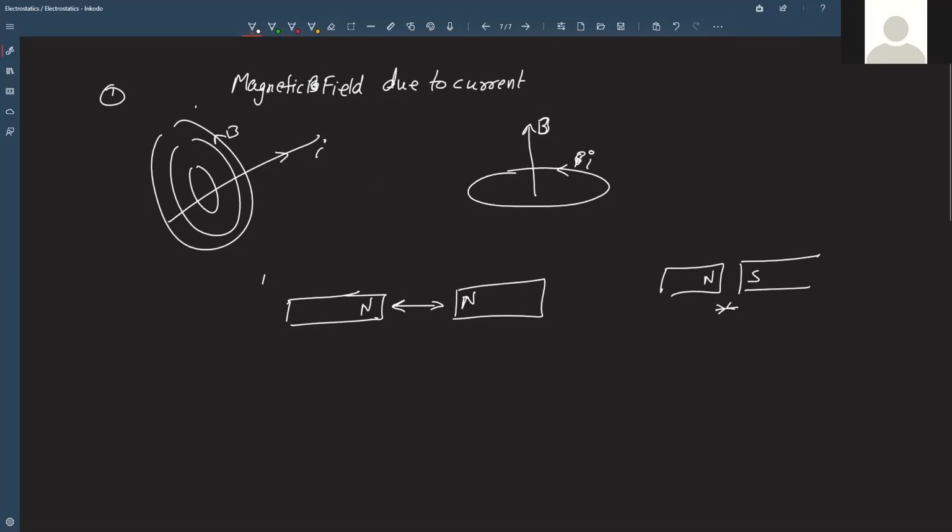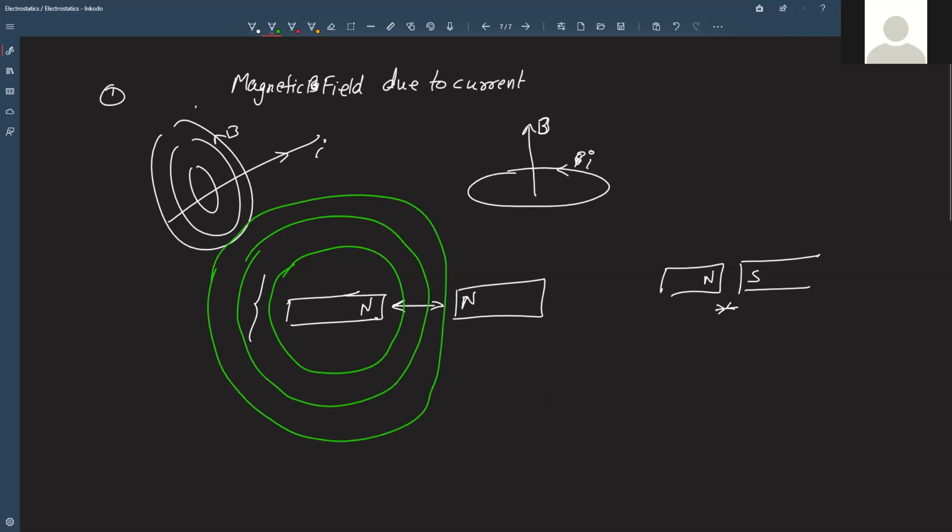Basically what I want to say is that around a magnet there is a field, just like around a charge there is a field called electric field. So around a magnet there is a field called magnetic field. This is the region in which another magnet, if it comes, experiences a force, and that force can be repulsive or attractive. This is called the magnetic field of a magnet.